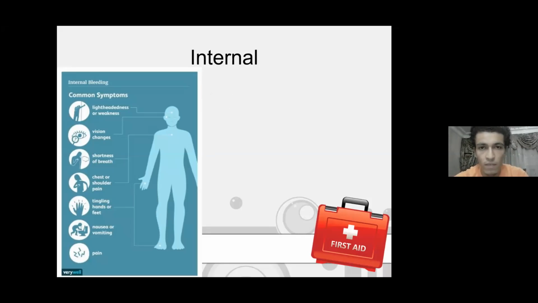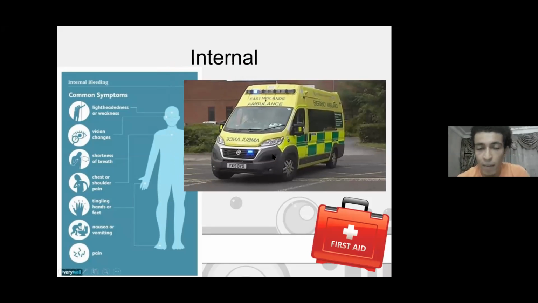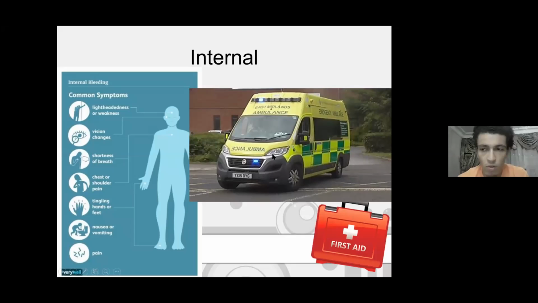The first aid for internal bleeding is that the person has to call the ambulance and go to the emergency room. The person will go through several ways of ECG and advanced first aid basics in the emergency room.